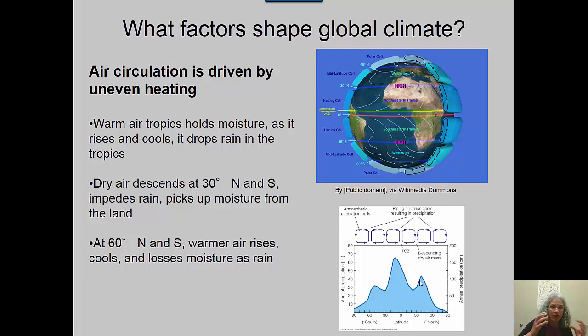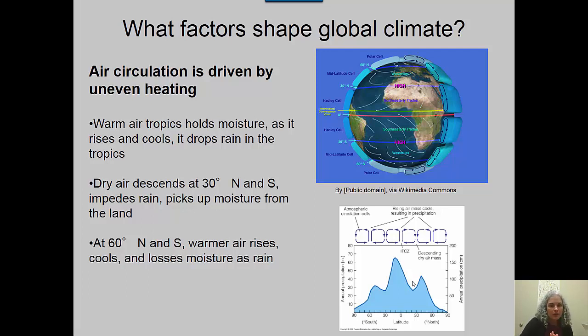So again, we've got warm air, so it's going to be able to hold a lot of moisture, certainly not as much as the air close to the equator, but a little bit of moisture. As it rises, because it's been heated up on the surface of the planet, it's going to drop some of that precipitation. So that's what we see in this bottom graph, around 60 degrees south and around 60 degrees north latitude, a little bit more rain. That's in our temperate and boreal regions of the planet.